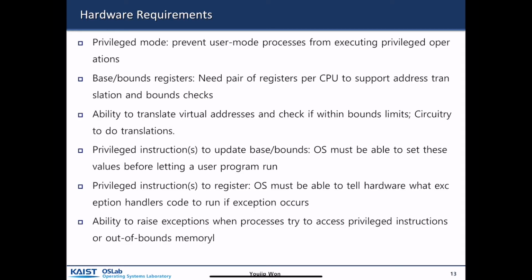To support dynamic relocation, the system requires some hardware support. The first one is privileged mode. The hardware should support the privileged mode so that it prevents user mode processes from executing privileged operations. Then the hardware should have base and bound registers. It needs a pair of registers per CPU to support address translation and bound checks. Then the hardware should be able to translate the virtual address to a physical address, and also be able to check if the address is within the bound limit.